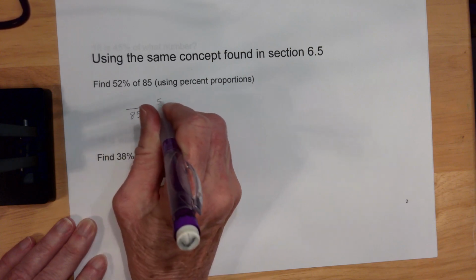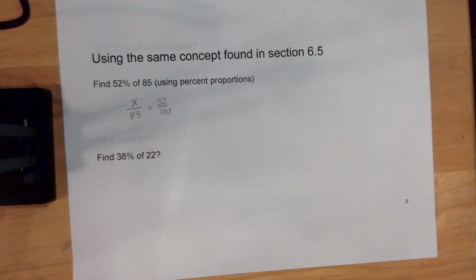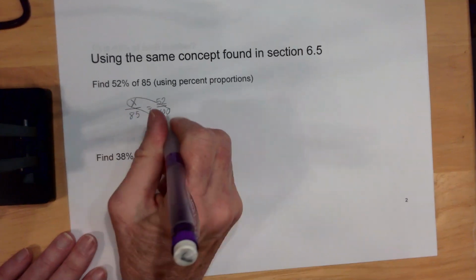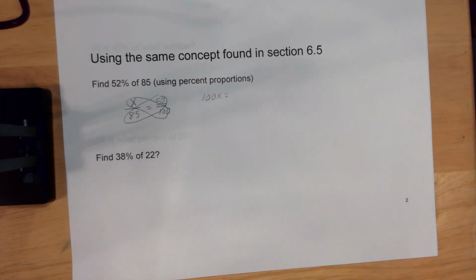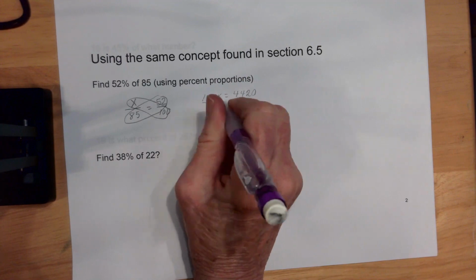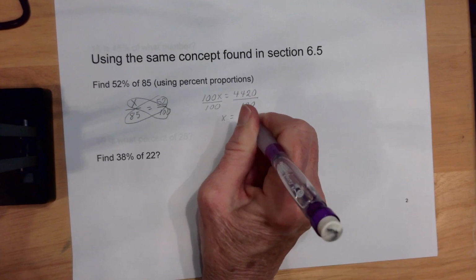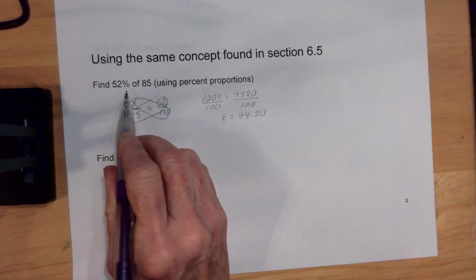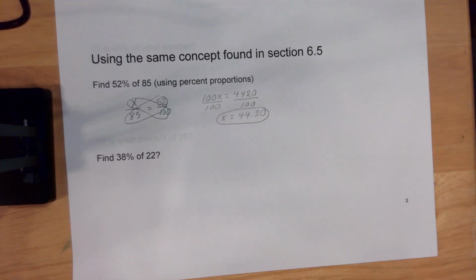I know the percent, so I'm going to make it into a fraction form. My unknown is the part on top of the 85. So I'm going to cross product. It's the same setup. So I have 100x is equal to whatever 85 times 52 is, which is going to give me 4,420. And then I'm going to divide by 100. And I'm going to get x is equal to 44.20. You're not trying to find a percent, so you don't have a percent on your answer. So you can see it's a very similar setup to 6.5, just different types of problems.